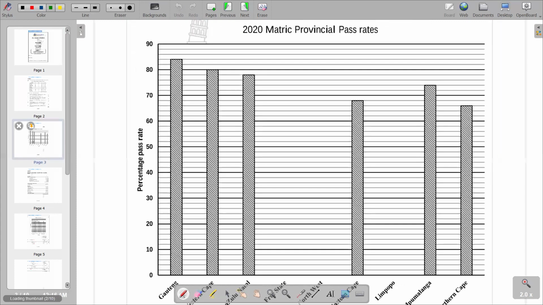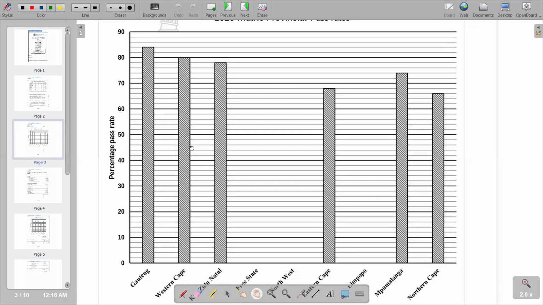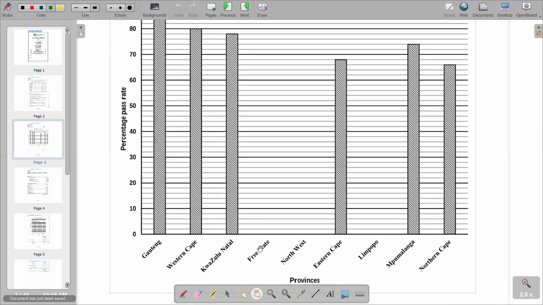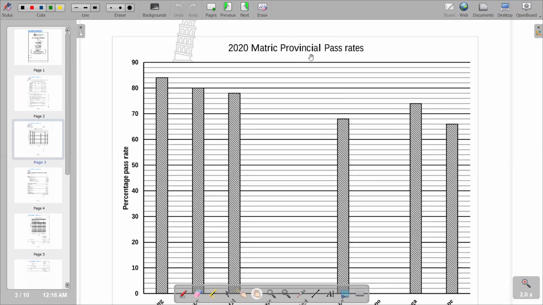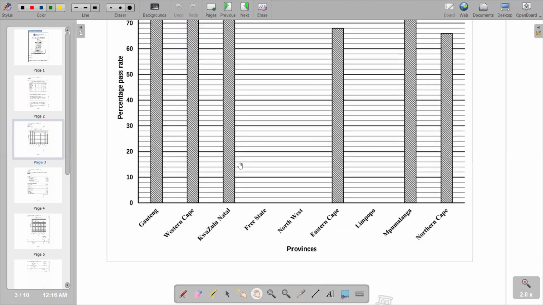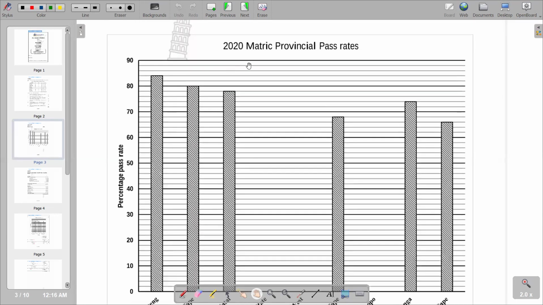So this is the bar graph that we have in the other section. You'll see that it's incomplete for the province of Free State, and then we also have the province of Northwest that we need to complete. We just take note that it's for 2020, so 2020 metric provincial pass rates. We want to check according to the table, at first, what the pass rate for Free State in the year 2020 is.